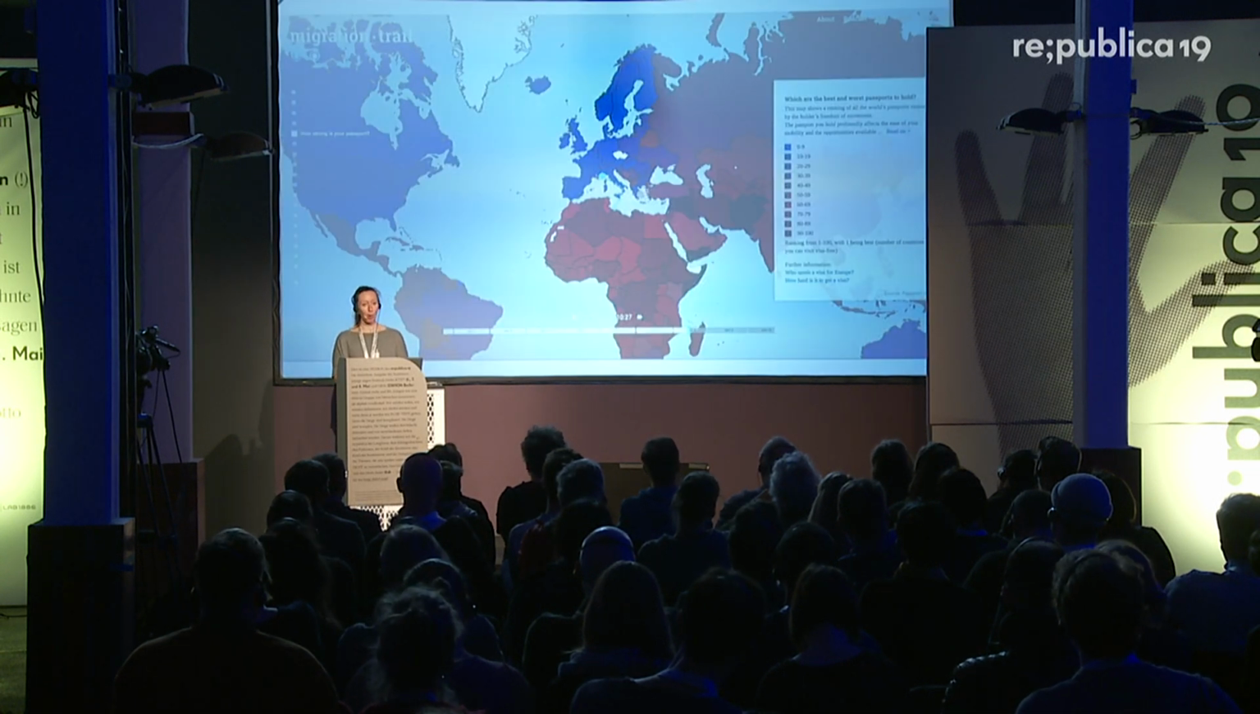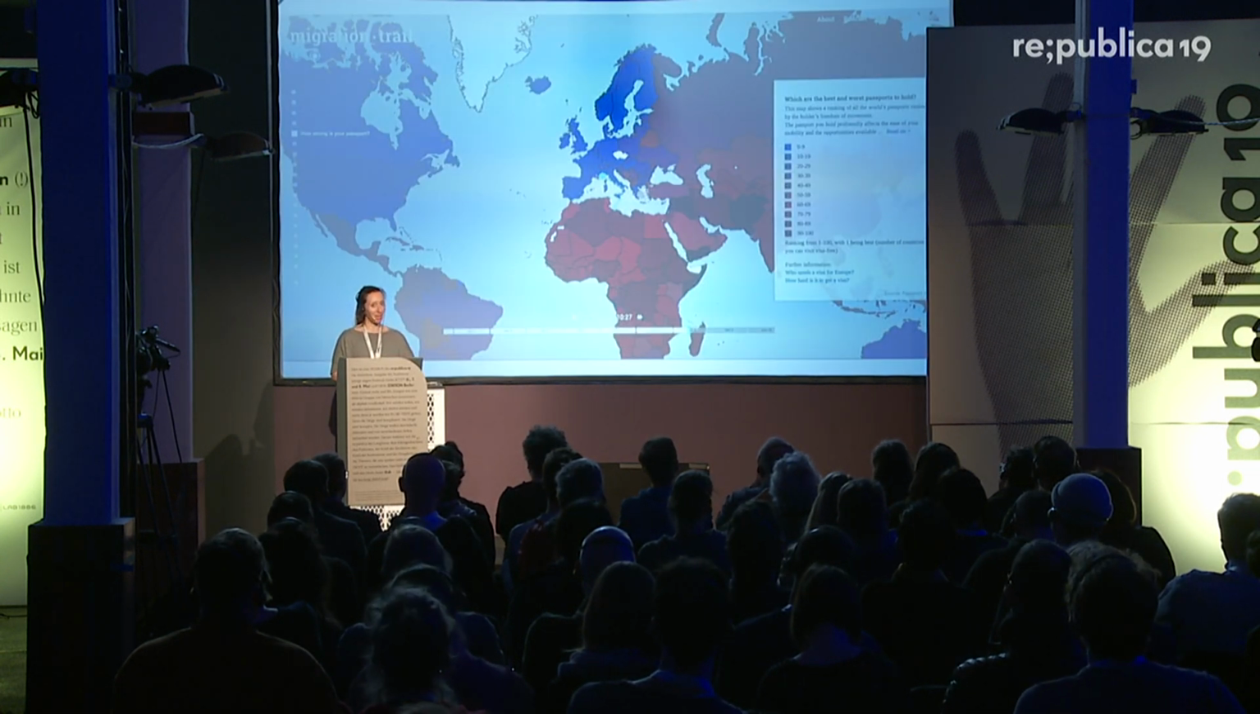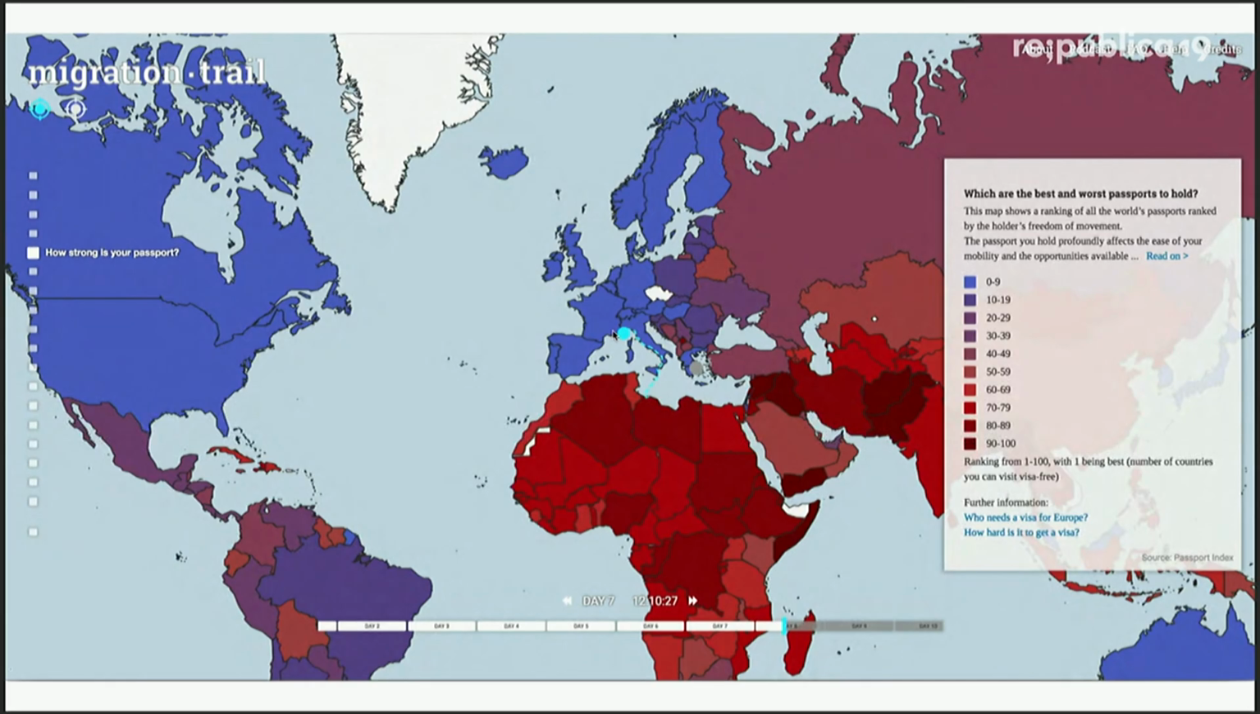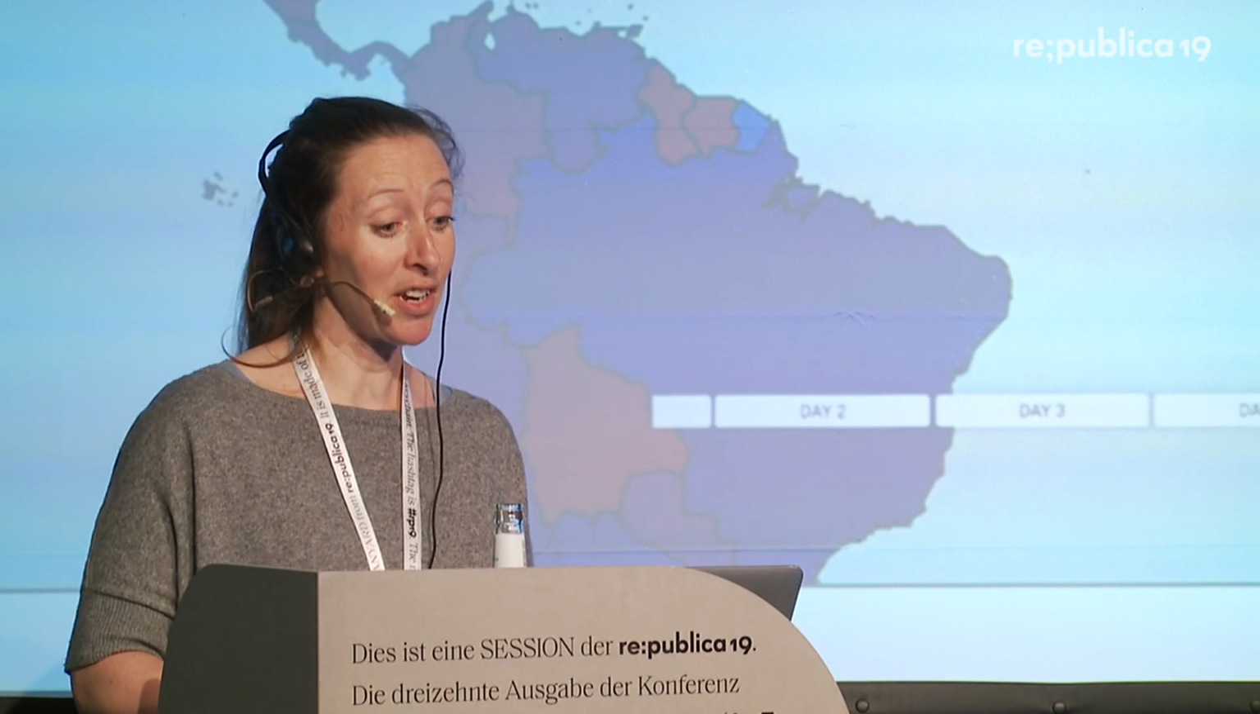This was actually our most popular map. People spent an average of 20 minutes looking at this map. And again, it was because it allowed the audience to situate themselves in the story. This map shows which are the best and worst passports to hold, based on how many countries will give you visa-free travel. So it's pretty good to be from Western Europe and North America, and much less good to be from Syria or Afghanistan or Somalia. And that's not an accident.